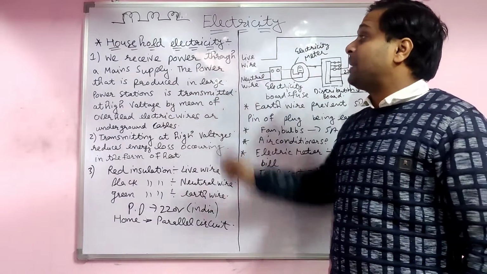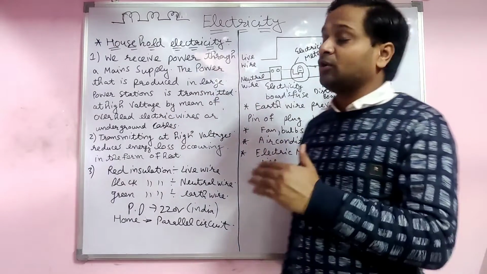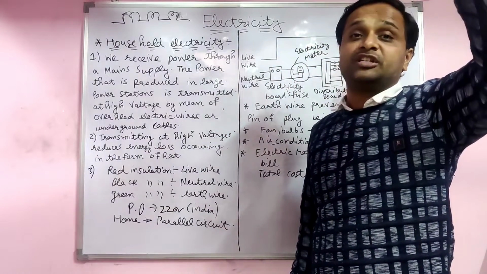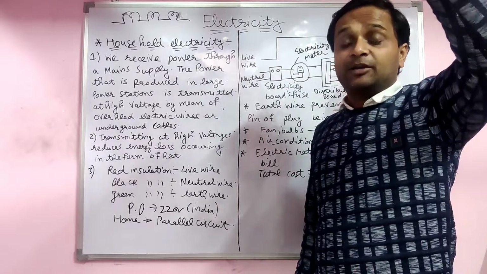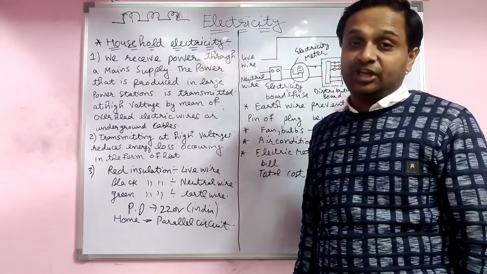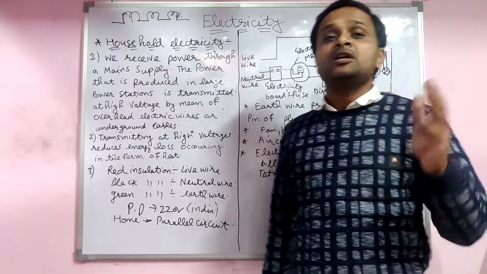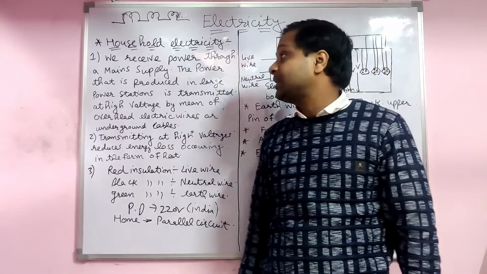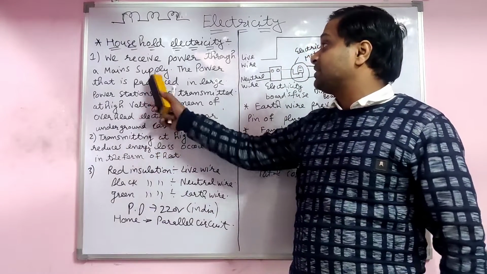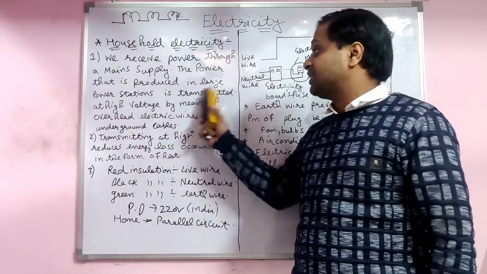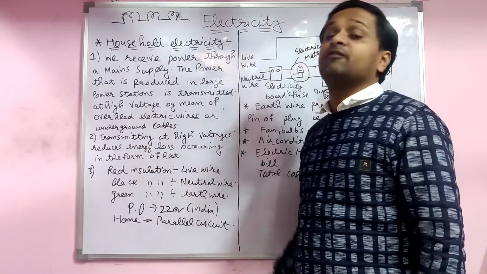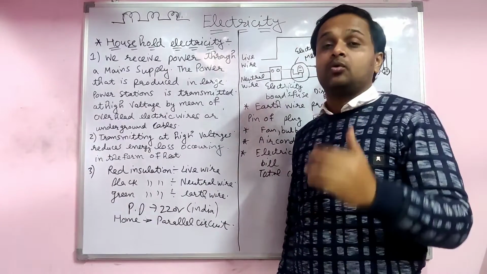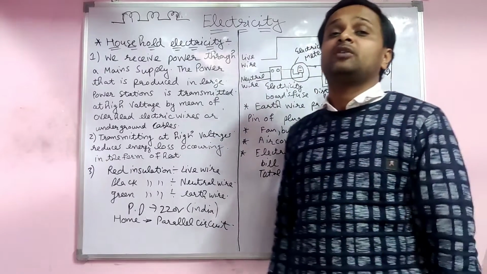We receive the power through the main supply. We take the power supply from the power grid, the power station. The potential difference actually comes from there, not electricity. Electrons are already in the wire. When you give the positive and negative, they flow in one direction, that is called current, conventional current. The potential difference from the power station is transmitted at a high voltage, 11,000 volt, to our home.